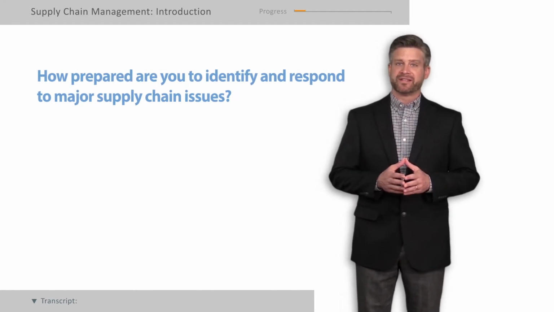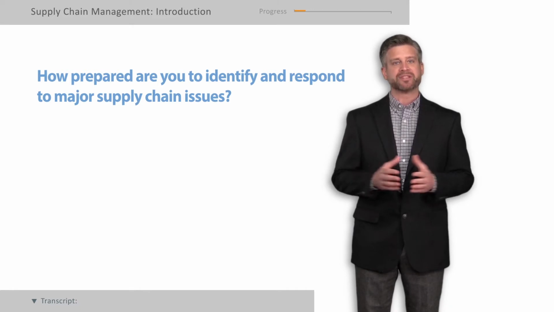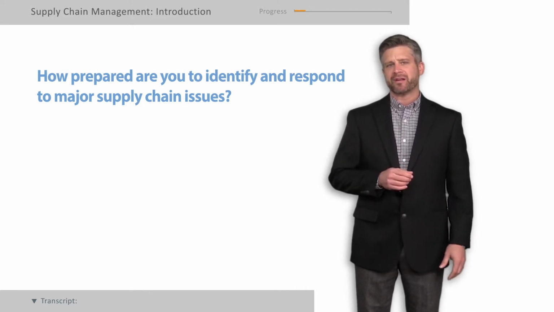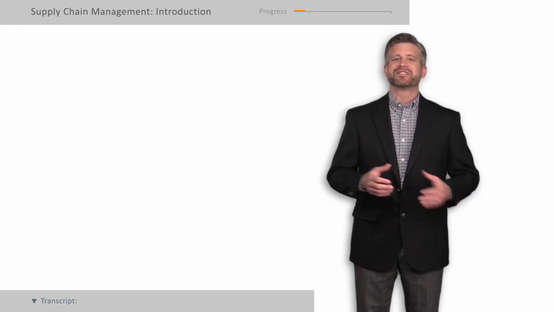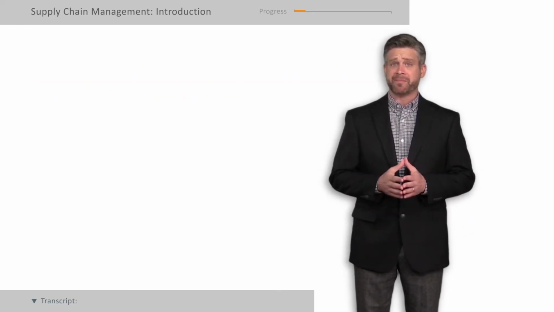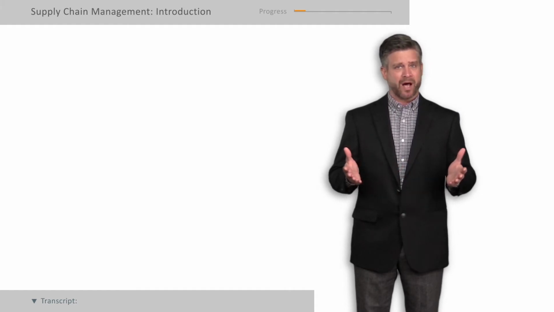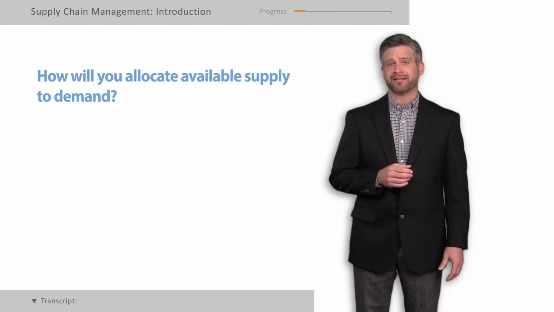How prepared are you to identify and respond to major supply chain issues, including global expansion in supply, fluctuating resource prices, and lean manufacturing options? When supply is constrained and all customer demand cannot be fulfilled, how will you allocate available supply to demand?